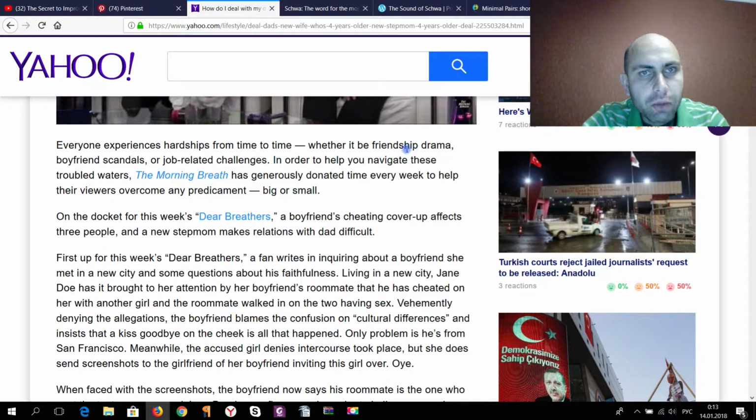We'll look at the first paragraph, and we see: everyone experiences hardships from time to time, whether it be friendship drama, boyfriend scandals, or job-related challenges. We'll look at the word everyone, and here my student looks at it and says the letter O denotes the schwa sound. It's in an unstressed position, and it clearly is a schwa sound. Experiences: here the stress falls on the second syllable, so the E sound is stressed, and the first syllable, also the letter E, is unstressed, and it's a schwa sound.